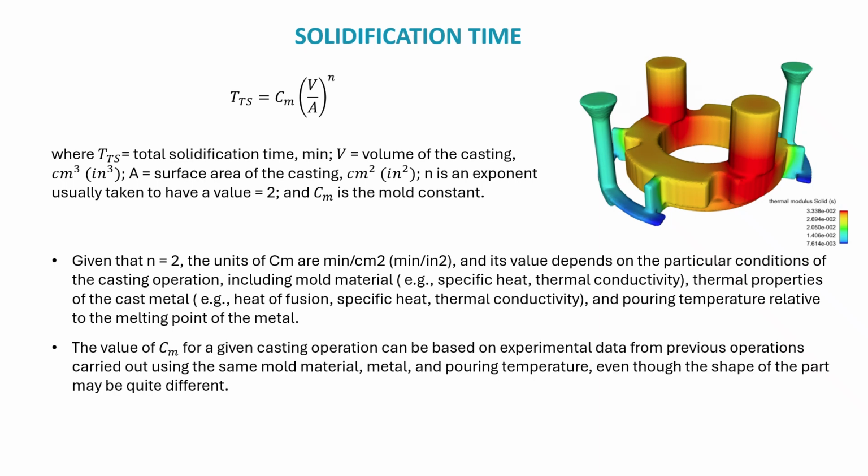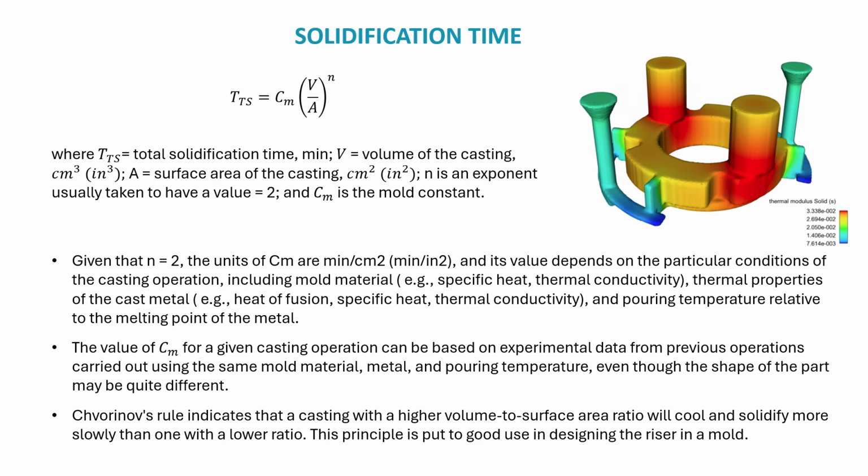The value of the Cm for a given casting operation can be based on experimental data from the previous operation carried out using the same mold material, the same metal, and the same pouring temperature, even though the shape of the part may be quite different. Chvorinov's rule indicates that the casting with the higher volume to surface area ratio will cool and solidify more slowly than the one with the lower ratio.